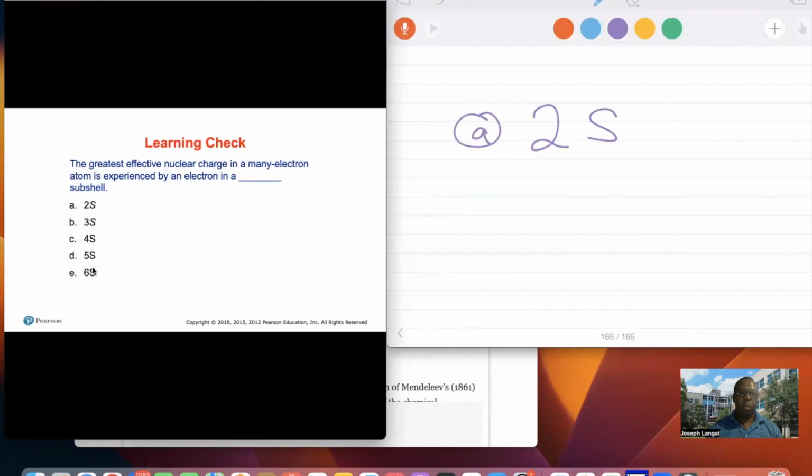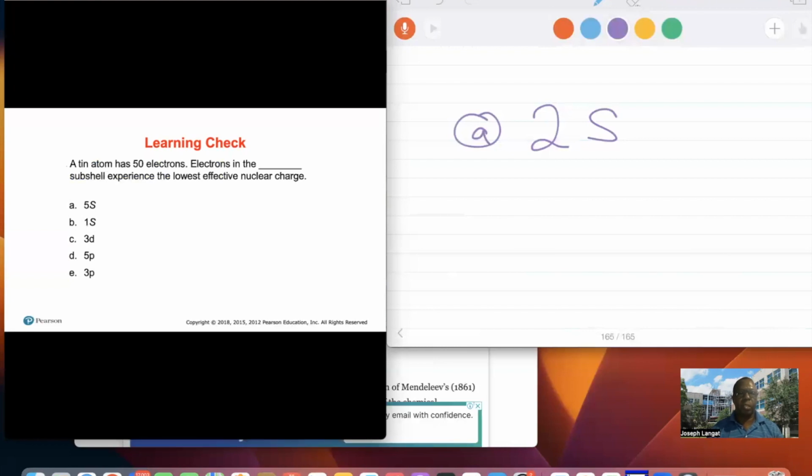This one will be the one with the least nuclear charge experience, 6s. In a similar way, with 5d electrons, the electron in the d subshell experiences the lowest effective nuclear charge. Which one? The least. That means the one with the most oxidized and value the outermost.